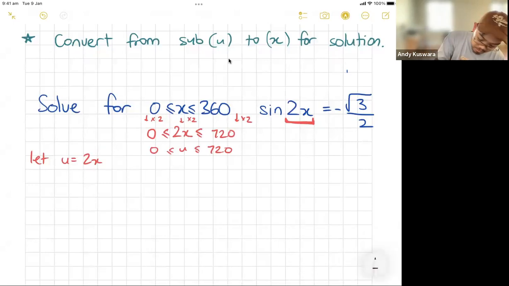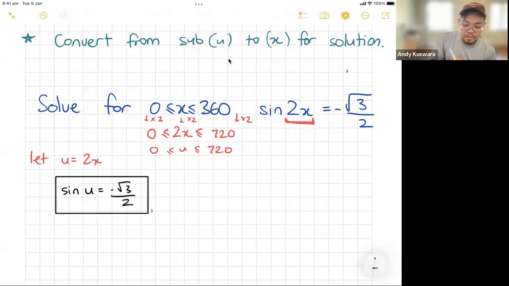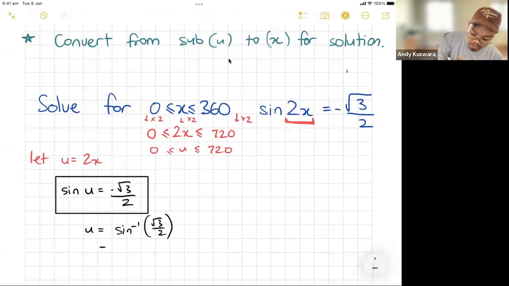So now I'm going to solve this. I'm going to say sine u should equal negative root 3 on 2. Now, can you see that from here on this is a normal substitution question, or a normal trig equation question? I'm just going to solve it in terms of u. So u equals sine inverse of root 3 on 2, and I'm pretty sure that becomes 60.